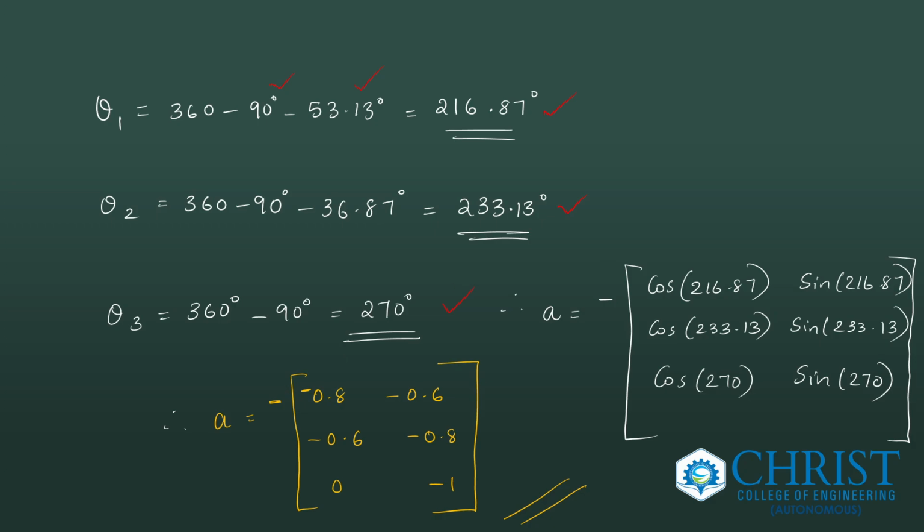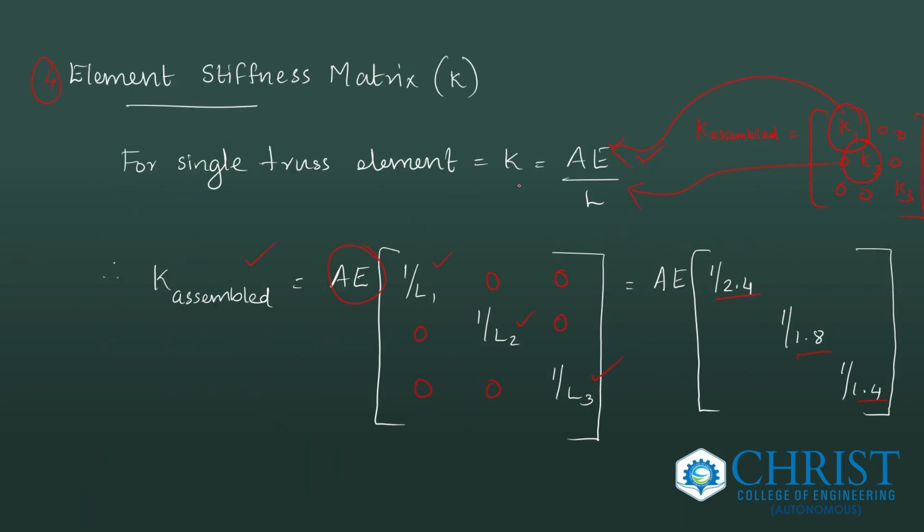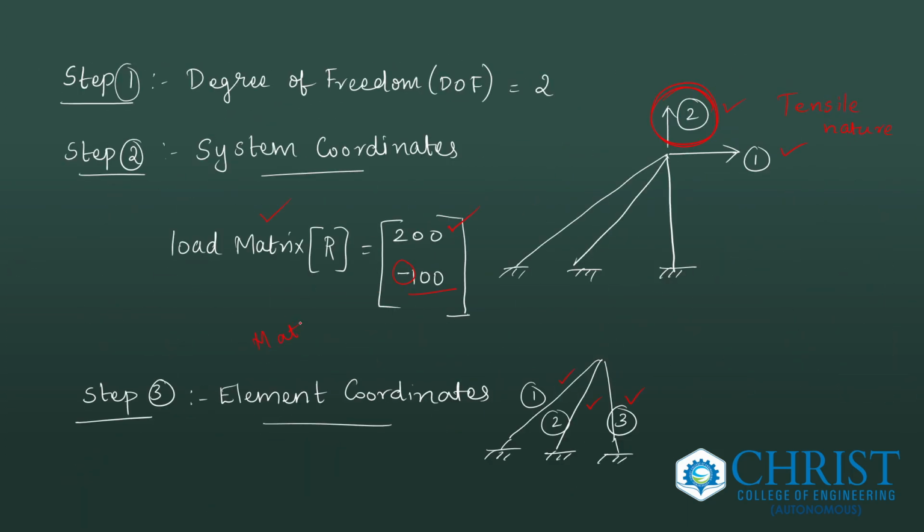Substitute the values. I will get the displacement transformation matrix as minus 0.8, minus 0.6, minus 0.6, minus 0.8, 0, minus 1. Now the steps are easy. Now you can just use the calculator to find the answer. The system stiffness matrix, K matrix, is A transpose dot K dot A. Give these values in the calculator, defining them as matrix A, matrix B, matrix C. Before finding the final answer, you also define the load matrix as matrix D.